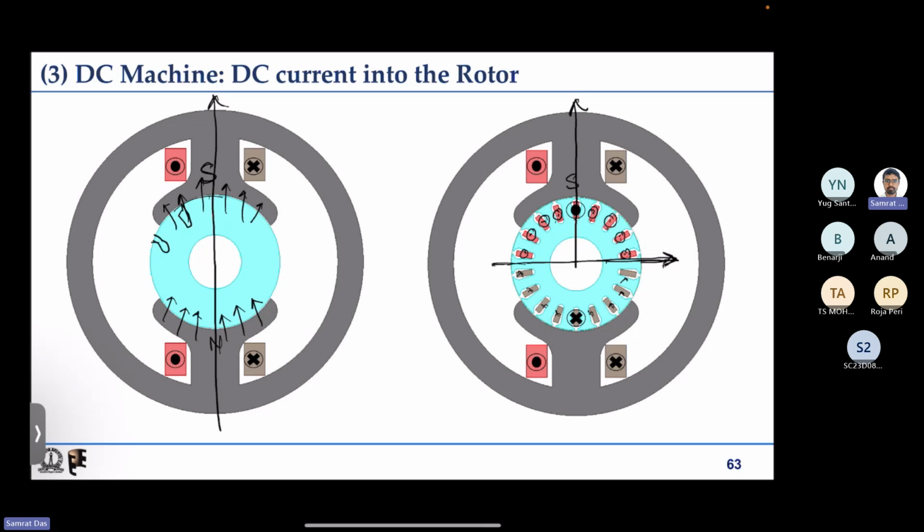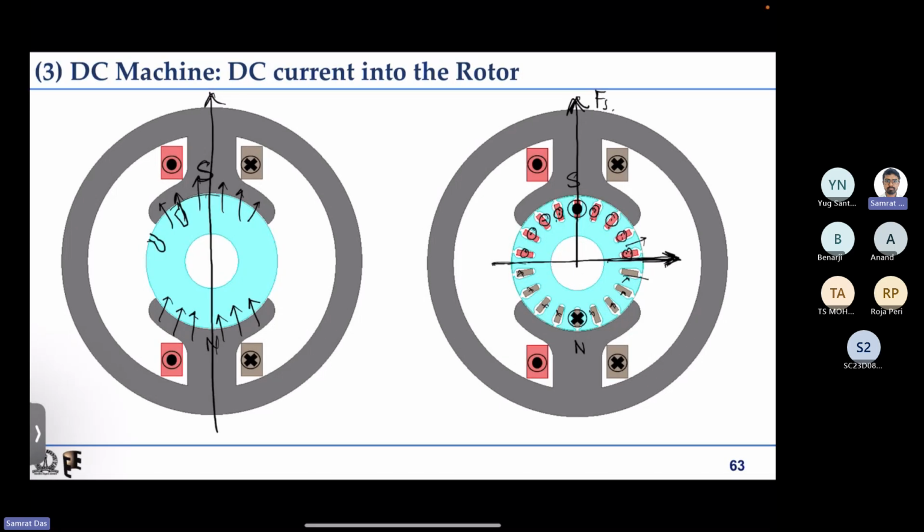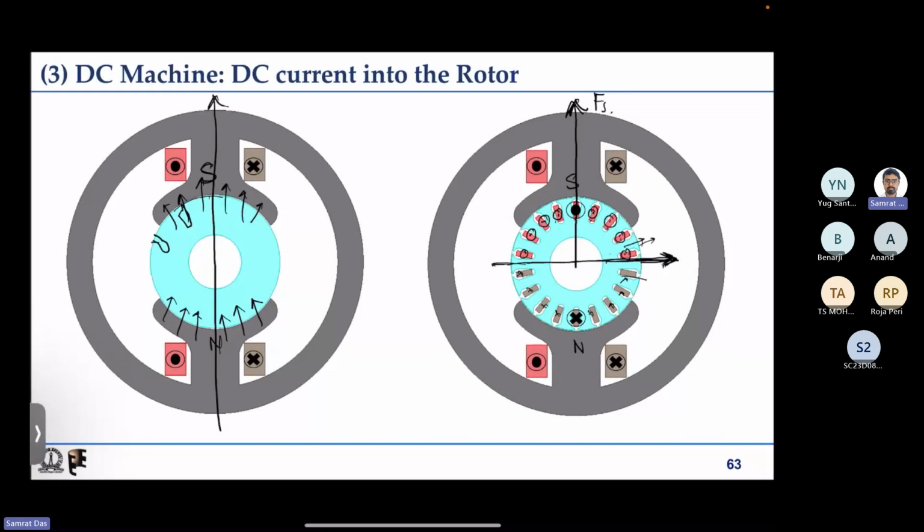So if this is the stator, north and south, then assuming north to south, this is the stator magnetic field. Now if we have rotor flux like this, on this side it is coming out, so it will become north. This will become north and this will become south. So following the same convention, this is north to south. So this is like this, right?